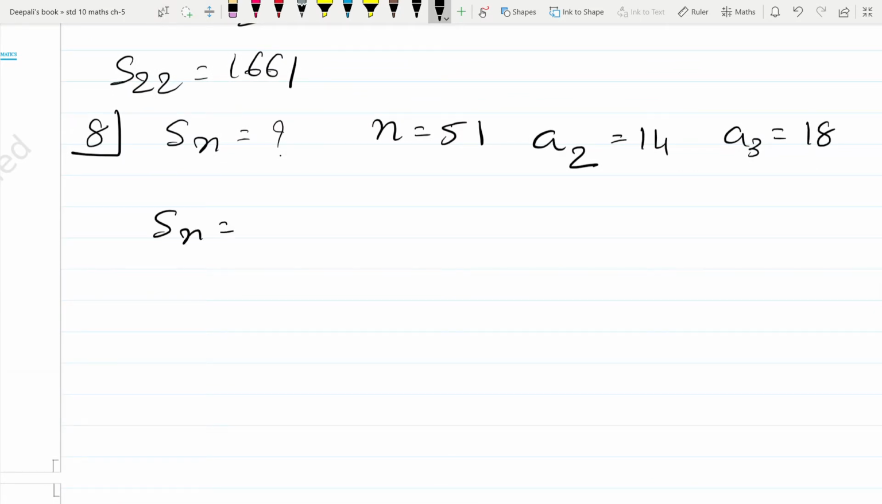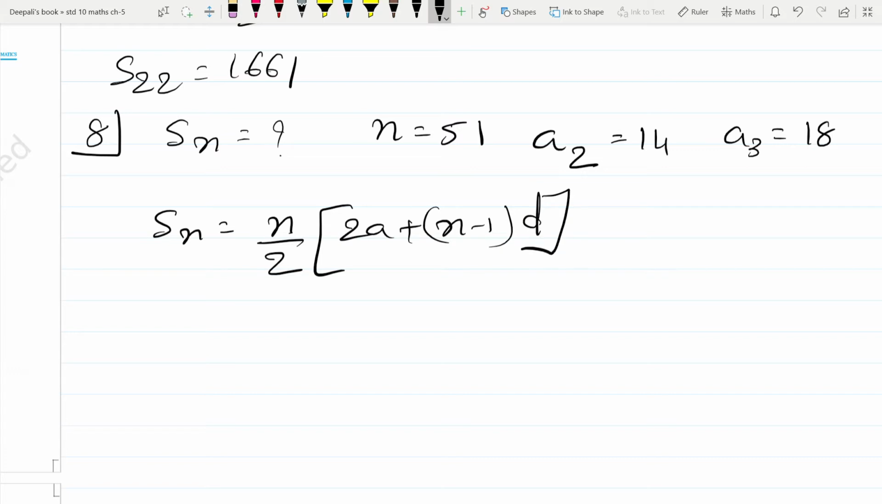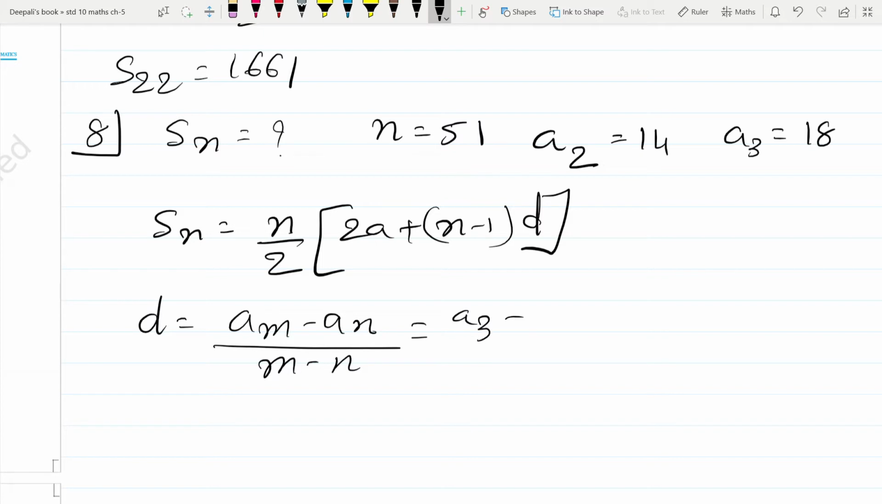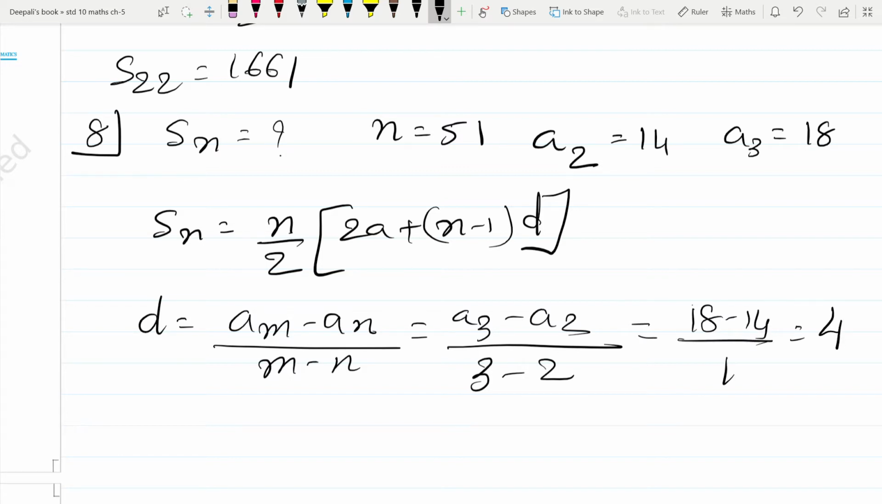Sn is equal to n upon 2 times (2a plus (n minus 1)d). Now here I have only the value of n. I need the value of a and I need the value of d. So to find the value of d, I can use the formula (am minus an) upon (m minus n), which is equal to (a3 minus a2) upon (3 minus 2), that is (18 minus 14) upon 1, which is equal to 4.